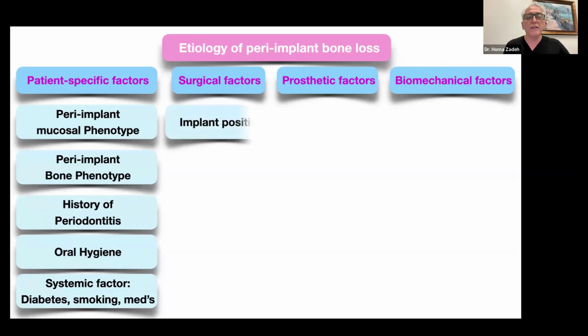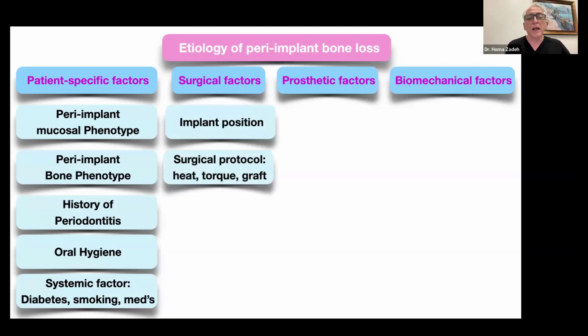The surgical factors are important regarding the implant position, the 3D position of the implant within the bone, as well as how the surgery is performed, whether it is overheating or over-torquing or graft failures, or poor management of the flap and so on.